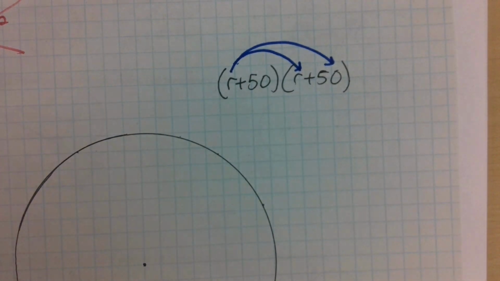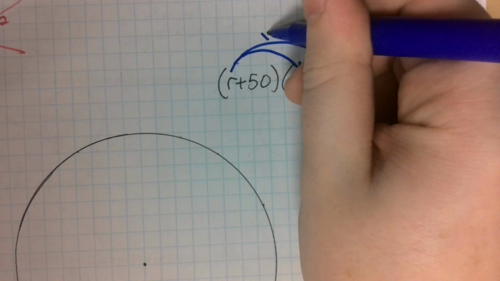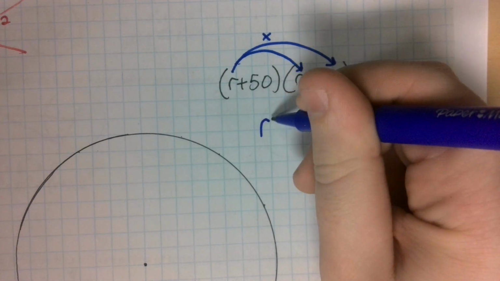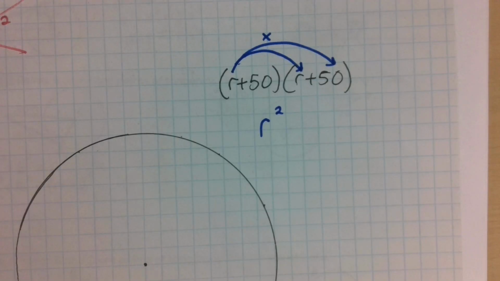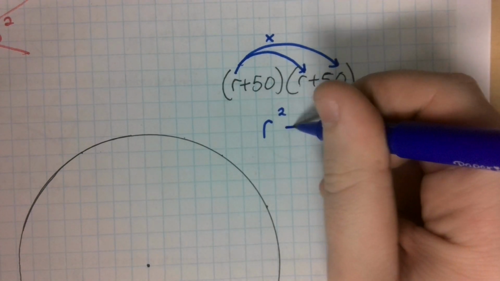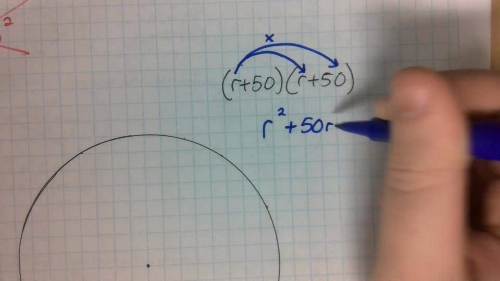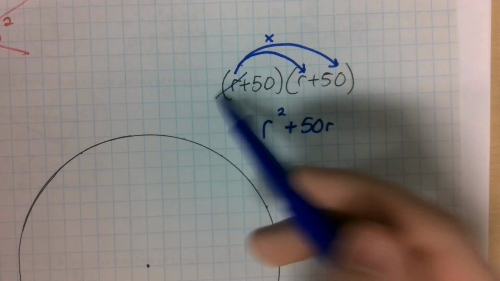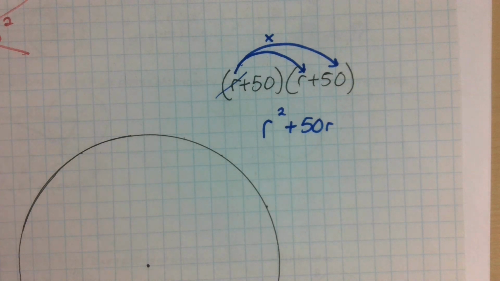So let's do the r first. To distribute, we are multiplying, so what's r times r? r squared. What's r times 50? Well, that's just 50r. We have now distributed the r to everything in the second set of parentheses. I like to cross it out so I don't forget that I've already dealt with that.